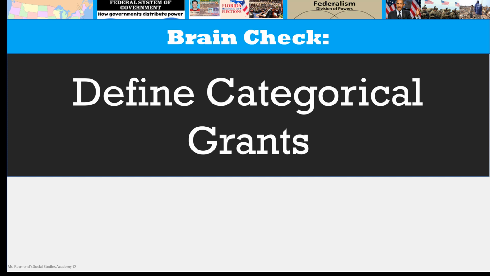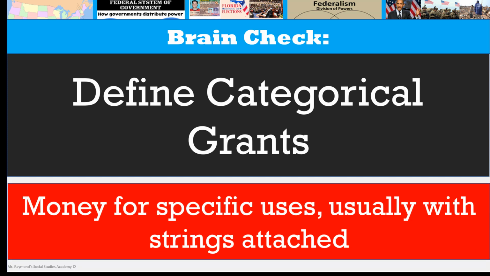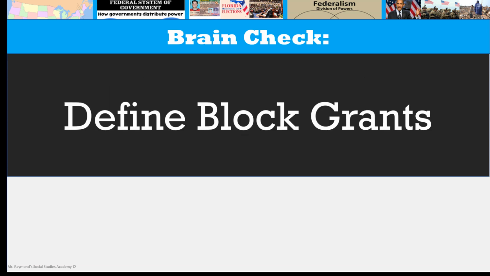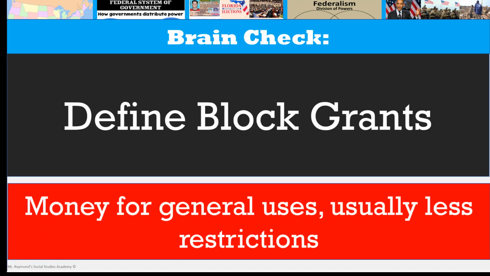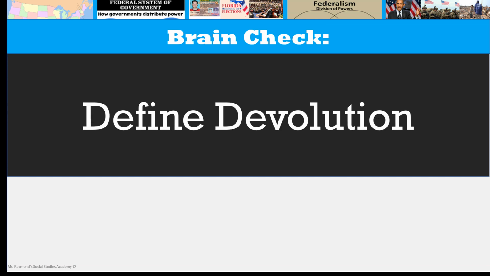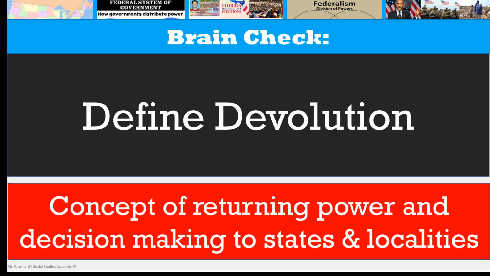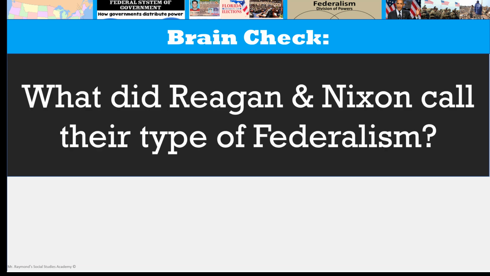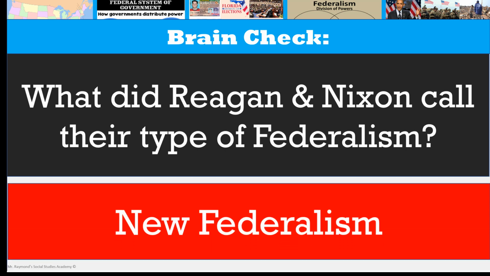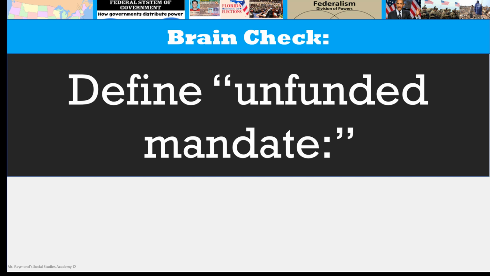Define categorical grants. This is money from the feds to the states that usually comes with strings attached. How about block grants? This is money from the feds to the states that gives the states more leeway about how they're going to use that money. Define devolution. This is the idea of returning power and responsibilities back to the states from the federal government. What did Reagan and Nixon call their type of federalism, mostly associated with Reagan? New federalism.